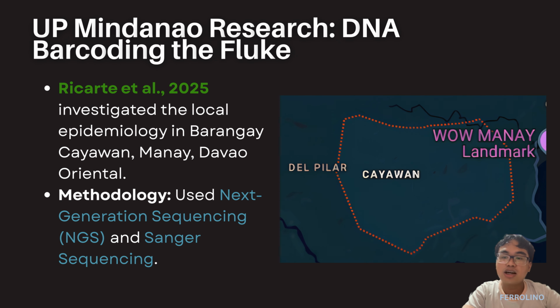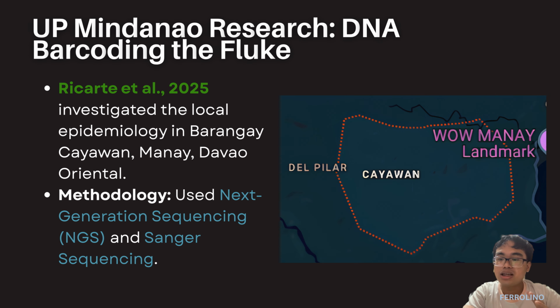The researchers conducted their field sampling in Barangay Kayawan, Manay, Davao Oriental. This site was selected due to its proximity to river systems where freshwater crabs are harvested for local consumption. The study used a total of 11 randomly collected freshwater crabs. To ensure high-resolution results, the team moved beyond traditional microscopy and employed a dual sequencing approach.